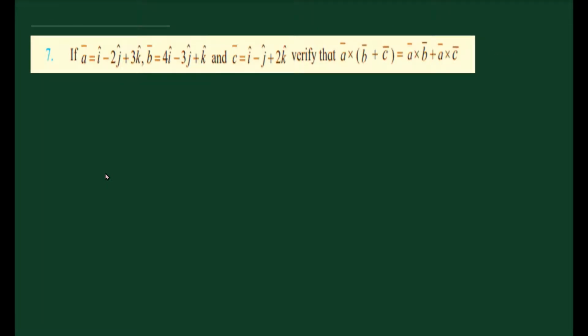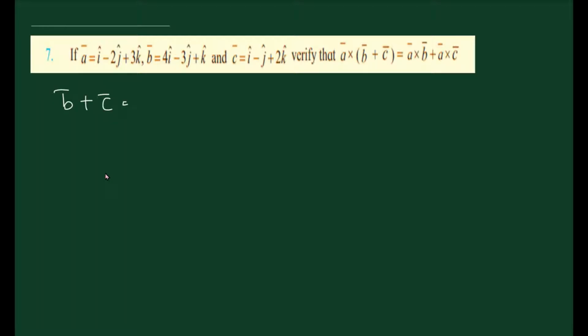The seventh question: if a bar is equal to i minus 2j plus 3k, b bar is equal to 4i minus 3j plus k, and c bar is equal to i minus j plus 2k, verify that a cross (b plus c) is equal to a cross b plus a cross c.